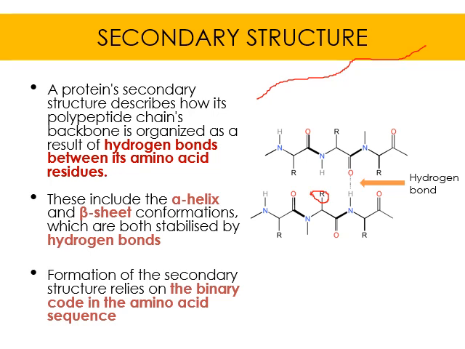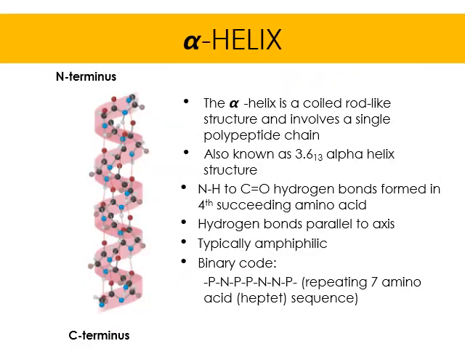There are two different types of secondary structure. It can either be alpha helix or beta sheet. So how do they decide whether it's going to be folded into alpha helix or beta sheet? It depends on the binary code in the amino acid sequence. Alpha helix, if you look at the figure here, is a coiled rod-like structure and it involves only a single polypeptide chain. Alpha helix is also known as the 3.6 13 alpha helix structure.